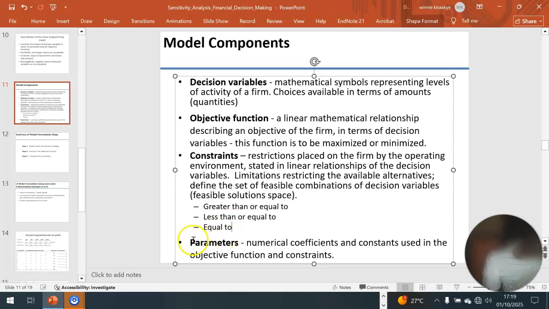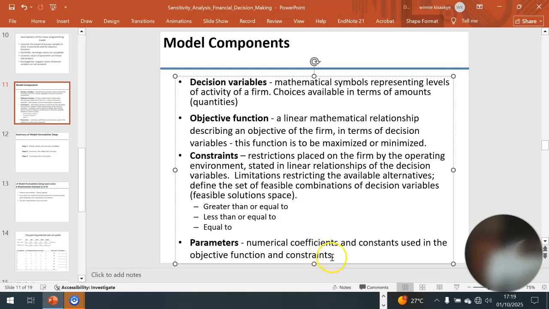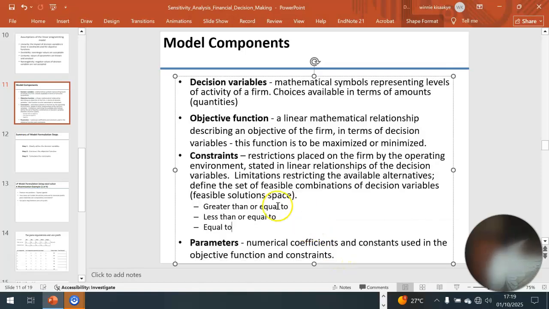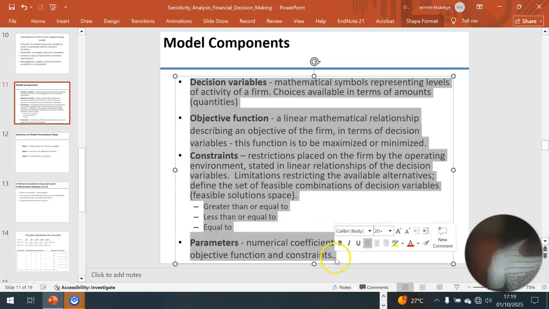Then we also have parameters. Parameters are numerical coefficients, those numerals that you normally have to deal with while using the Excel solver. They are basically known as the parameters. So these are basically the components that we normally use as we are dealing with solver. So upon opening our solver, we shall expect to see all these.